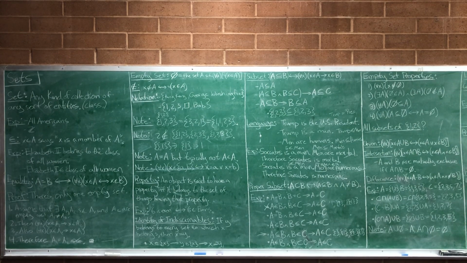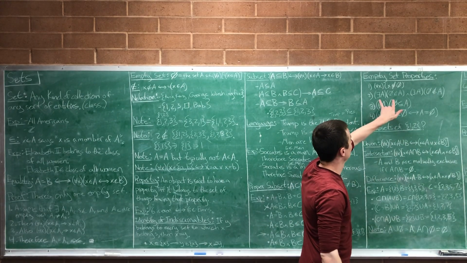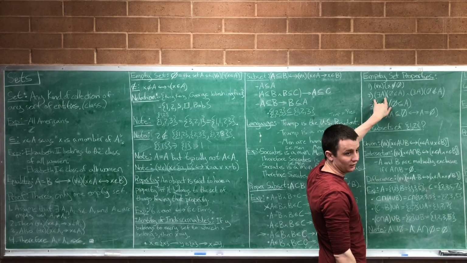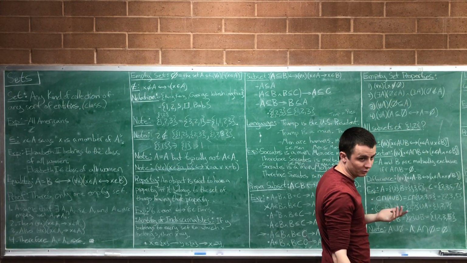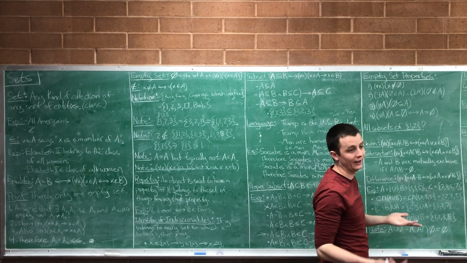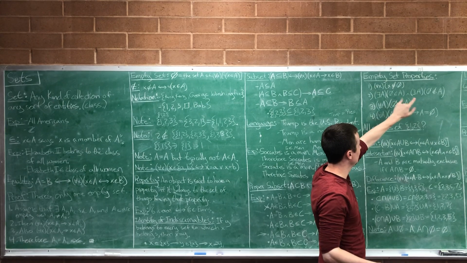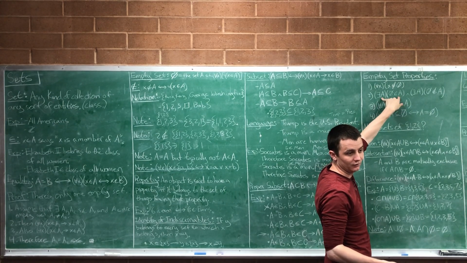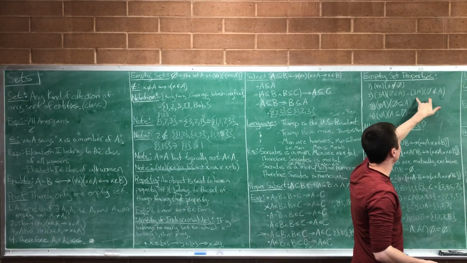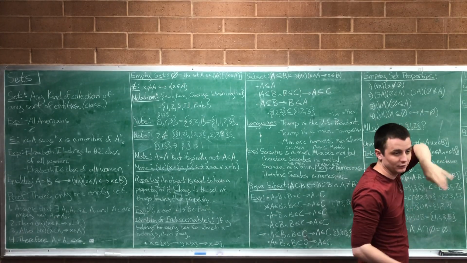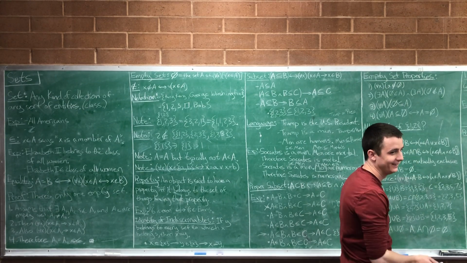Next one's kind of weird, but we'll say it anyways. There exists a set such that the empty set is a member of it. In other words, we can have sets that have empty sets as members. For example, the set containing the empty set would be one such set. And we can also have sets that don't contain the empty set.